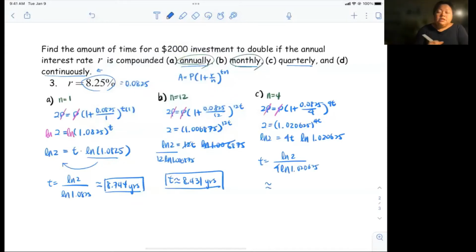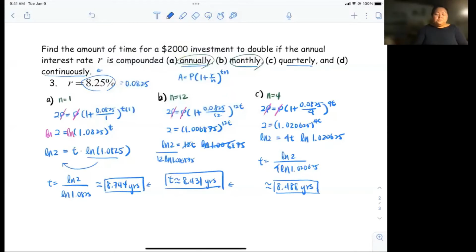If you're punching this in the calculator, be careful. You actually want to do natural log of 2 divided by 4 and then divided by natural log of 1.020625. If you want to put both of them in the denominator, you've got to put them in parentheses, because otherwise your calculator is going to follow order of operations. It's going to divide by the 4, but then end up multiplying by the natural log if you don't put that in parentheses. So watch out for that. This will give me the time to be about 8.488 years. So remember what we said, it's a little bit slower than the monthly, but faster than the annually.